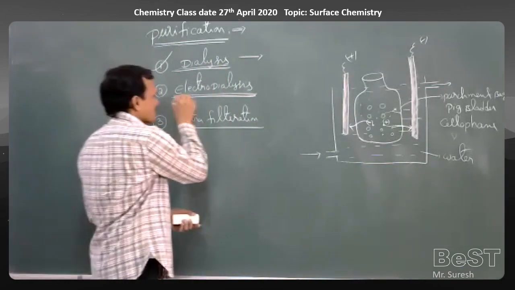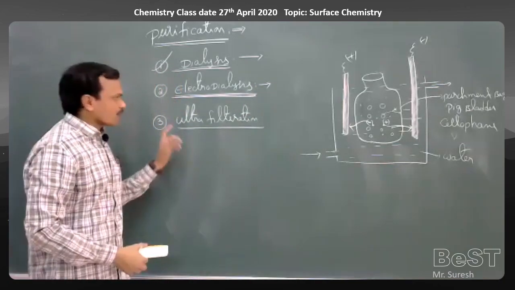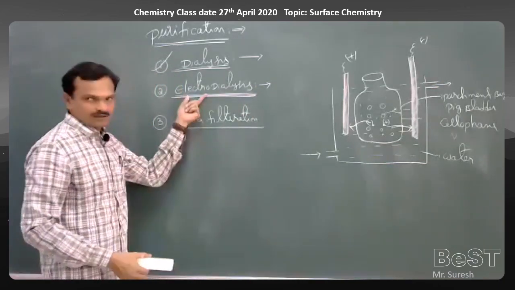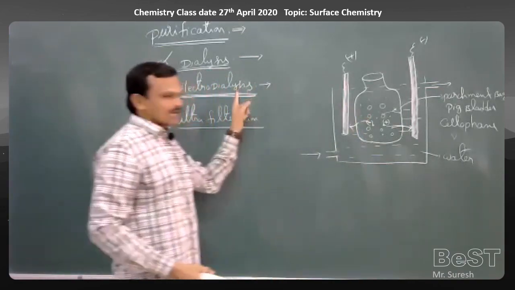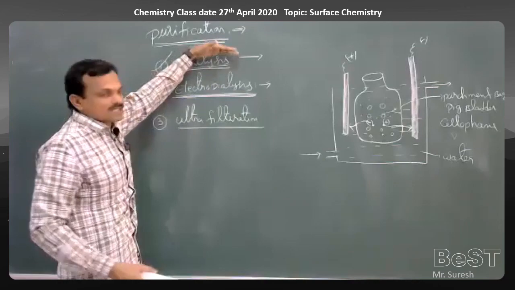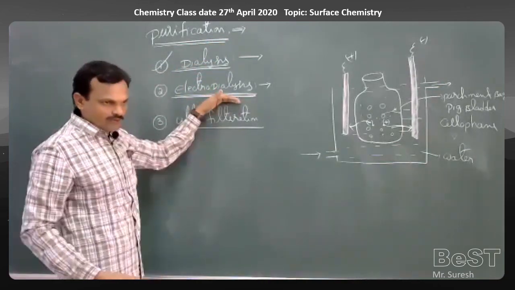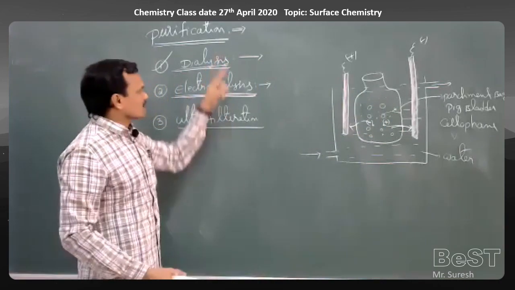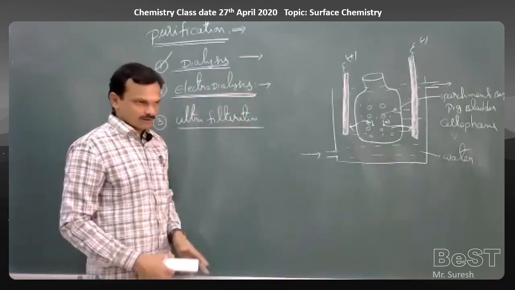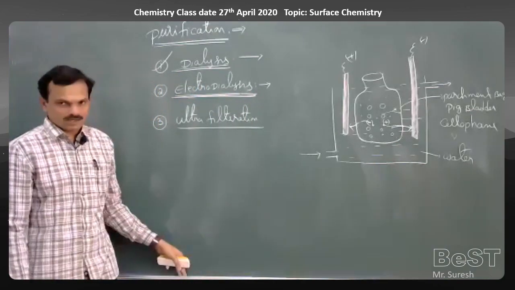So like this, the process of removal of electrolyte particles by using an electric field, that is by using electrodes, is nothing but called electrodialysis. Here the dialysis process takes place slowly. Here the dialysis process takes place more quickly. In both, the principle is the same. Here, without an electric field, and here, with an electric field, the process is carried out. So this is the second method for the purification of colloids.